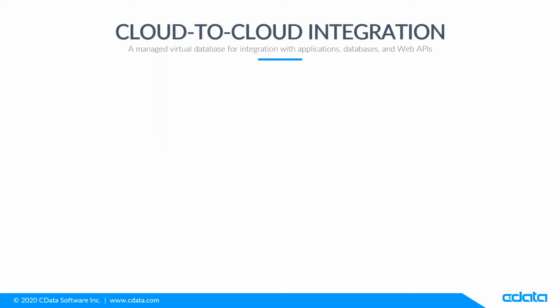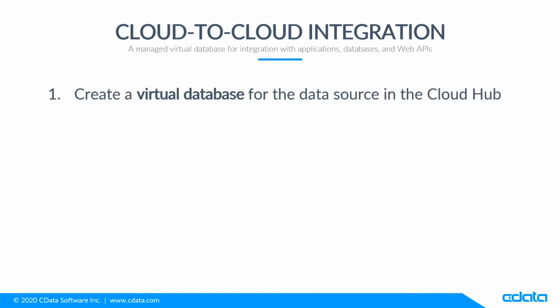So what does it look like to connect to data through the Cloud Hub? It's a simple three-step process. First, you're just going to create a virtual database for the data source in the Cloud Hub. There's a point-and-click UI that allows you to do that, or you can use a database client, like a MySQL client or SQL Server client, to use scripting to create these databases as well. I'll demonstrate using the point-and-click interface in just a moment.